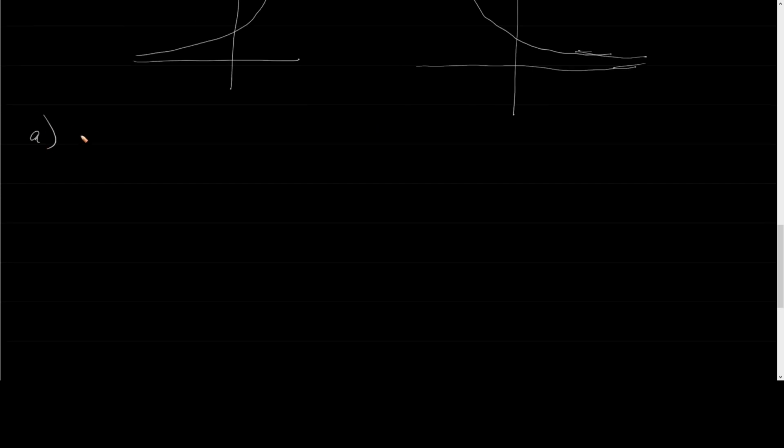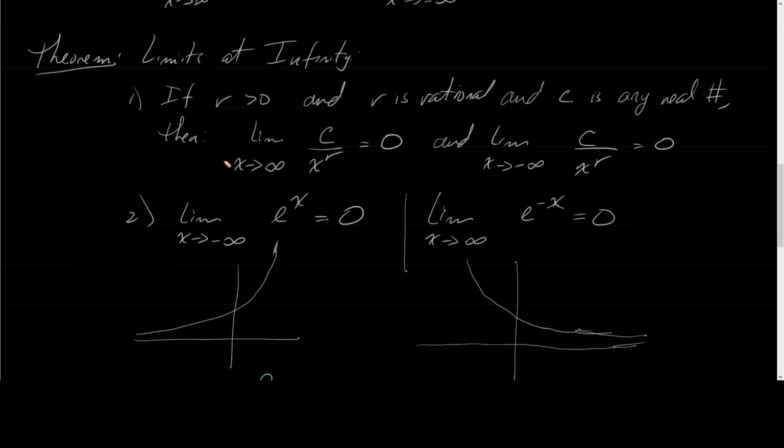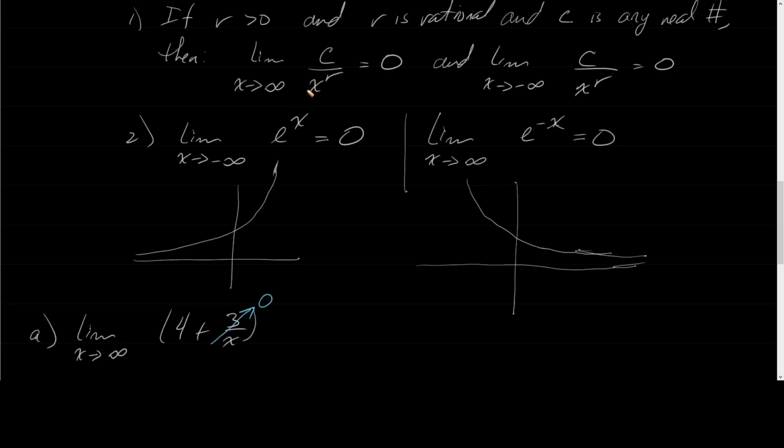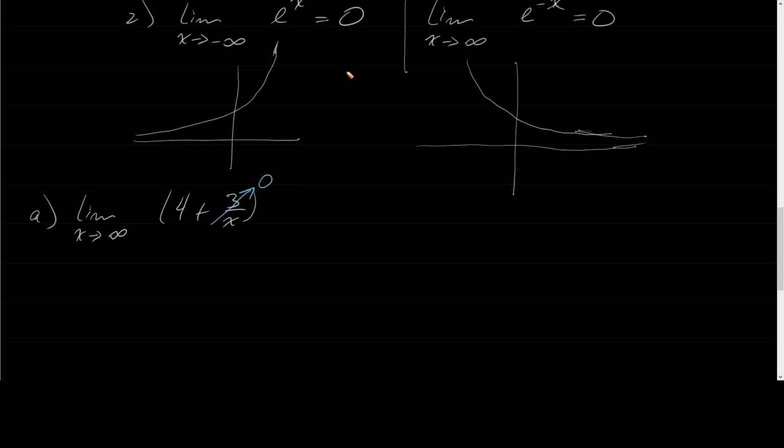So let's say that we have the limit as x goes to infinity of 4 plus 3 over x. All right, now in here, as x is going to infinity, this piece right here goes to 0, right? That was scenario 1 up here, a constant over x to a power. So that goes to 0. So what we actually end up with here is just 4.